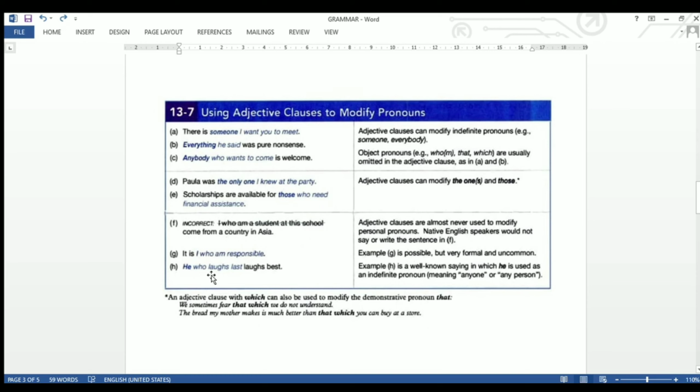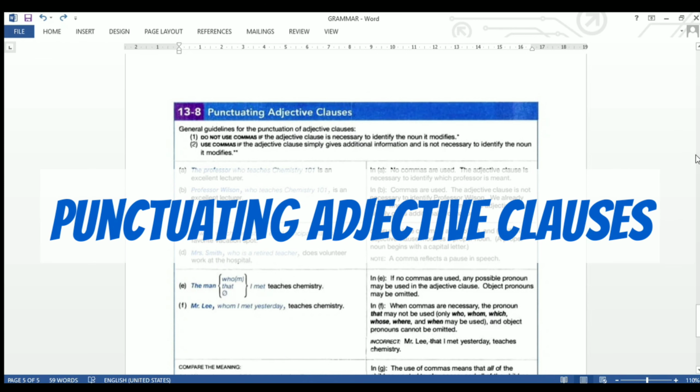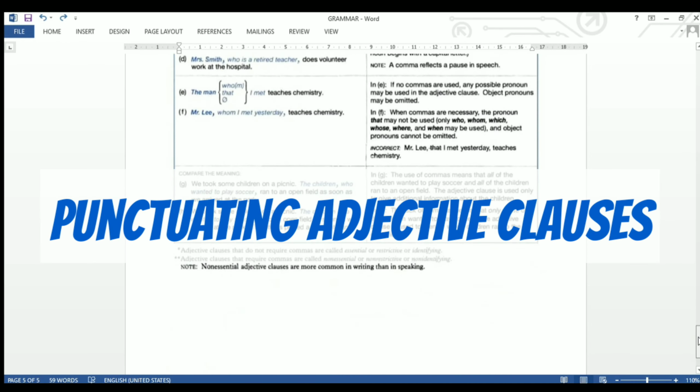"He who loves last loves best." Example H is a well-known saying in which "he" is used as an indefinite pronoun, meaning anyone or any person. Okay, in the next topic, we are going to learn about punctuating adjective clauses.